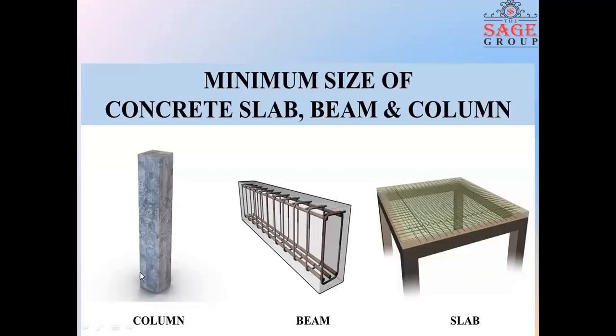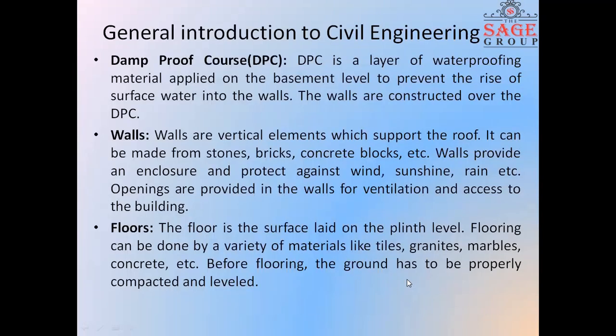So you can see that this is a column, this is a beam, and this is a slab, which is resting on the beams, and beams resting on the support of the column. So in a single picture, you can find the slab, the beams, and the column.